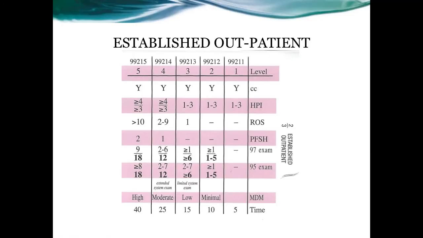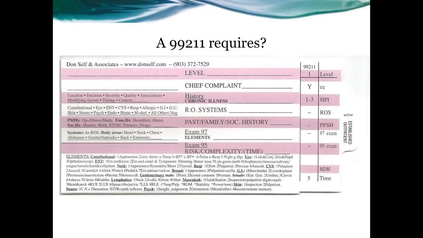Now, for an established outpatient, you're looking at the 5-level codes, 99211, 12, 13, 14, and 15. And you'll see as we slide the little slide rule out to a 99211, we now can see how it all works together. Chief complaint, yes. You're required to have a chief complaint on any E&M visit. A visit without a chief complaint is not payable as a sick visit, in my opinion, and that of Medicare.